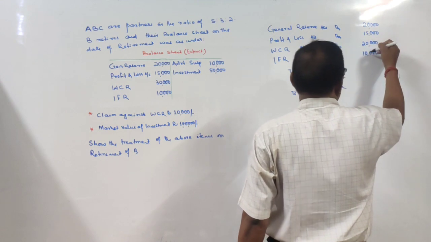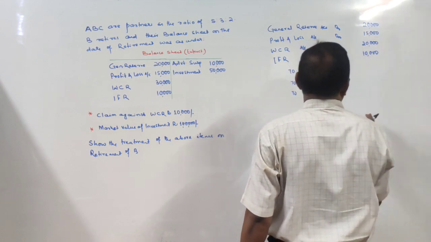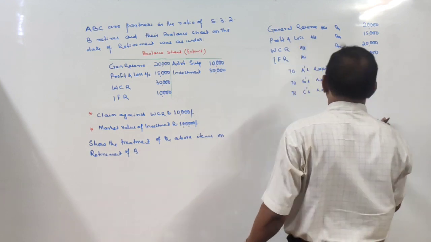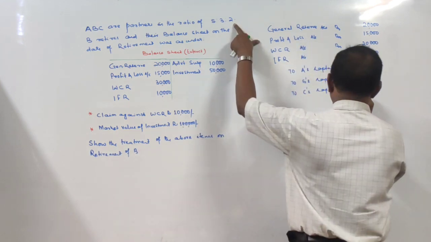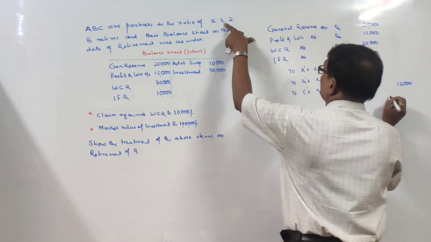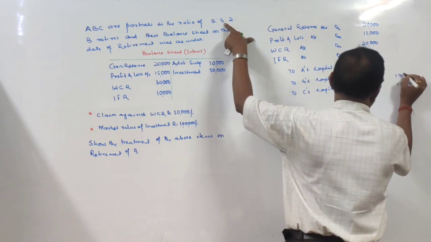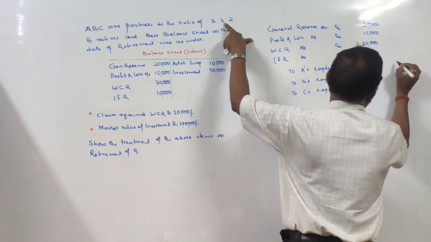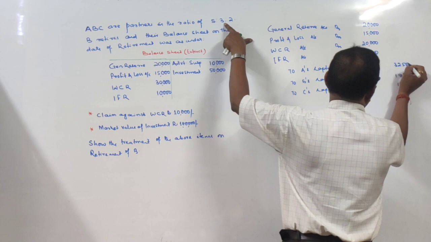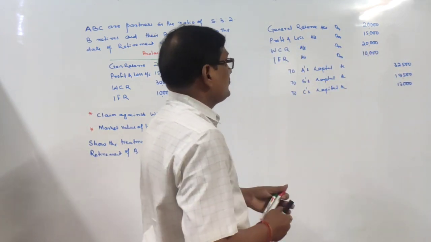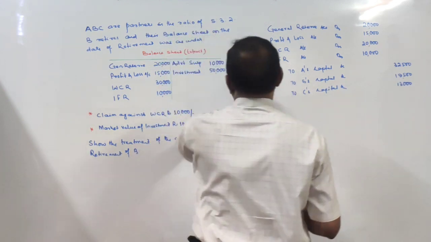So this is how much? 65,000. So 6,500 into 2, C will get 13,000. Then 19,500 and 32,500 rupees will be credited to A's capital account. Right? This is all about the accumulated profits.